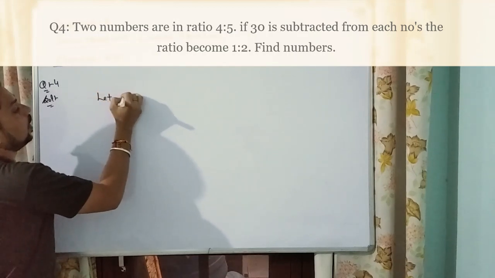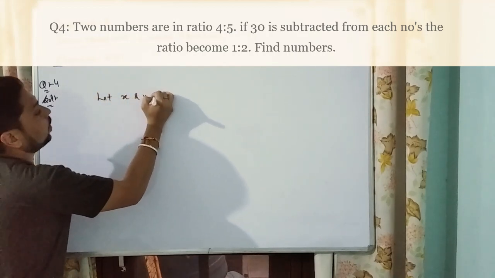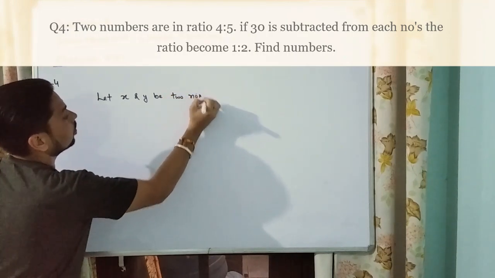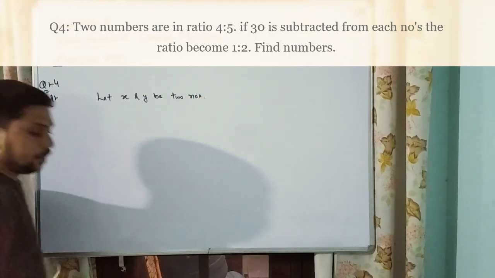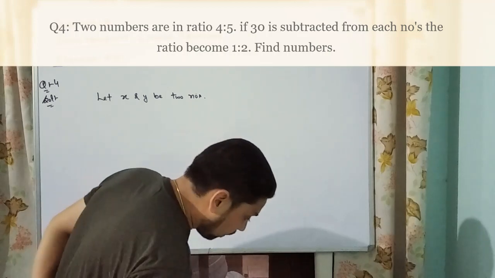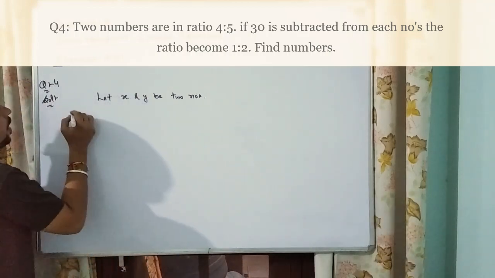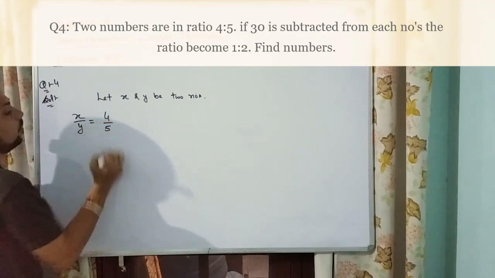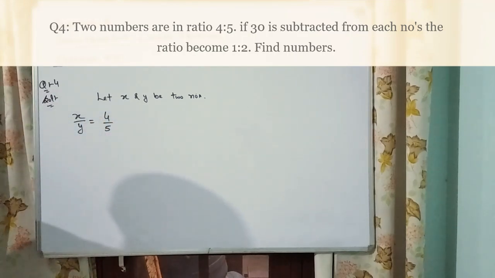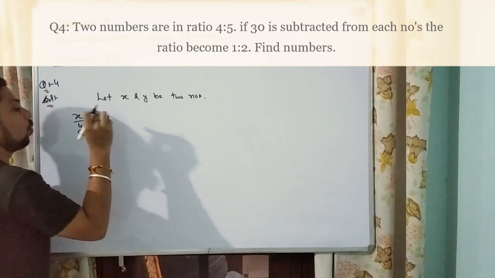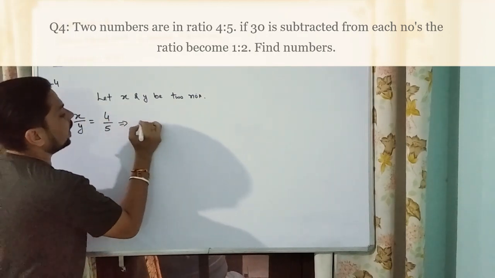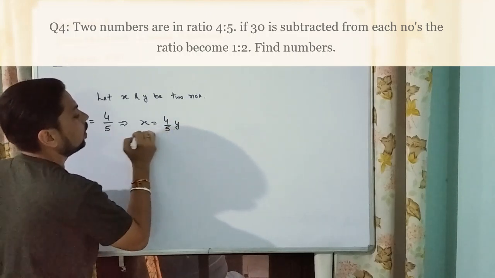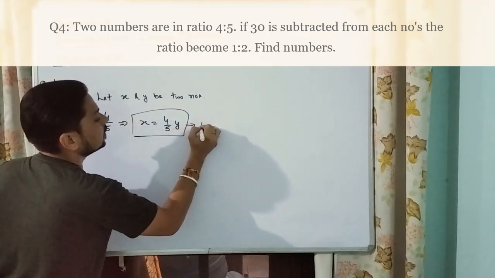Let x and y be the two numbers. Two numbers are in ratio 4:5, that is, x upon y is equal to 4 upon 5. So solving it, we have x is equal to 4 upon 5 y here. Make this again as equation 1.